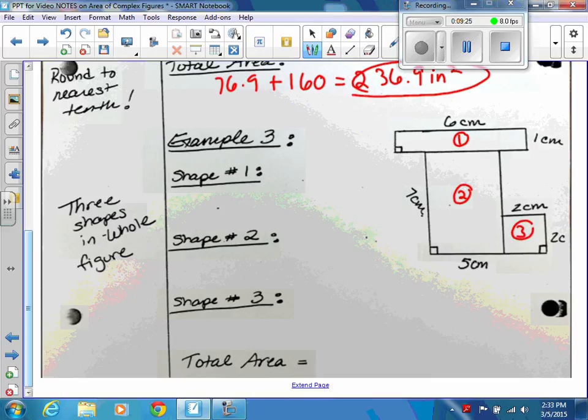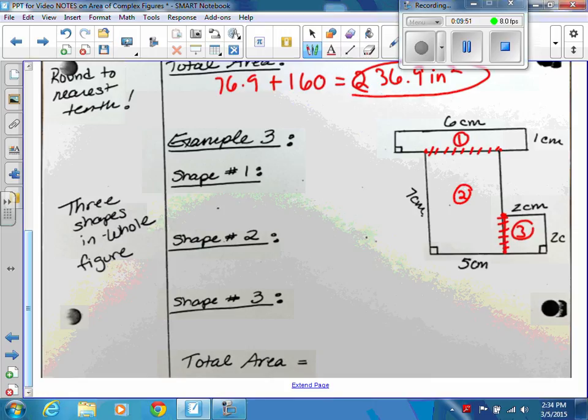But let's say that they didn't give me this line right here. And let's say they didn't give me this line right here. I can still do that because I can continue the line from here to make that a rectangle. And I can continue the line from here to here to make that then a square on the end there. So think about, if they don't cut it for you, how you can cut it up and make it what you want it to be.